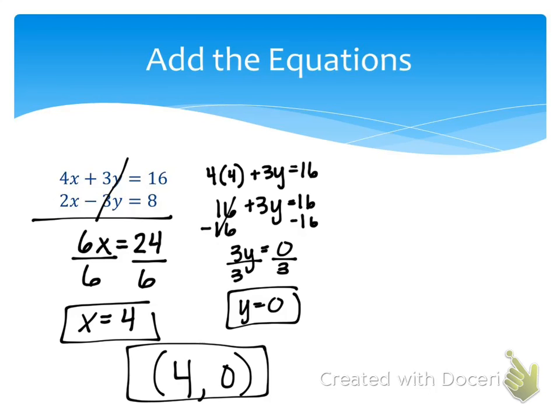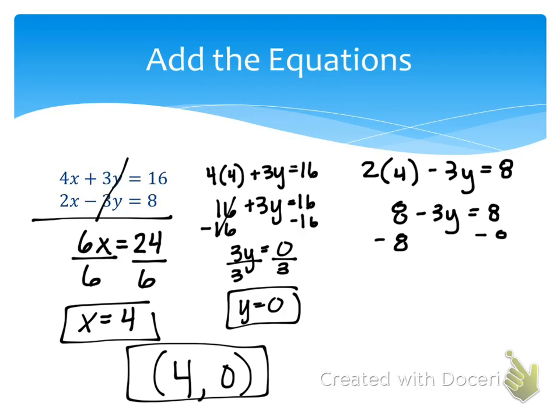If you would have plugged it into the other one, you would get the same answer. So let's plug it into the other one. So let's say I wanted to plug my X into the second equation. I would have done 2 times 4 minus 3Y equals 8. 2 times 4 is 8. Minus 3Y is equal to 8. So I subtract 8 on both sides.